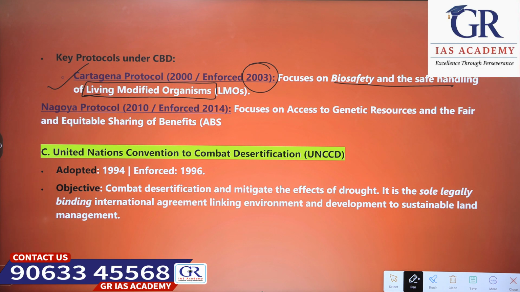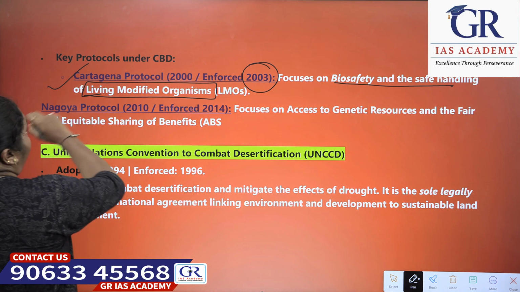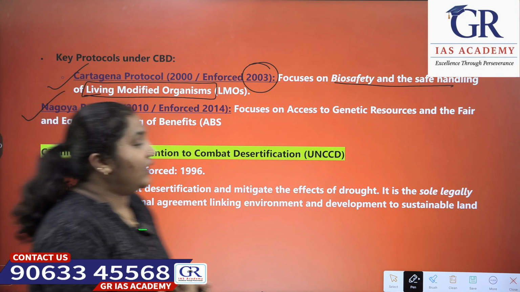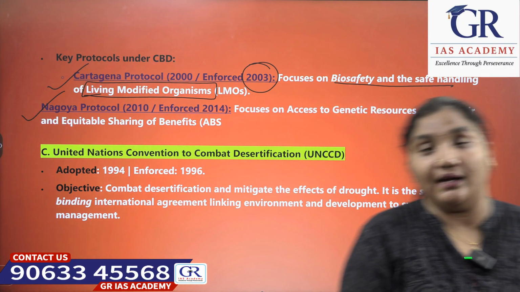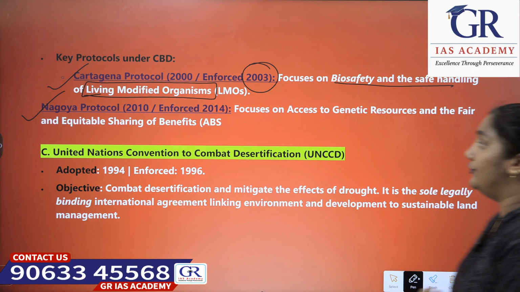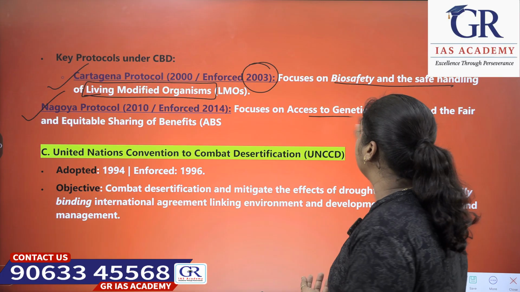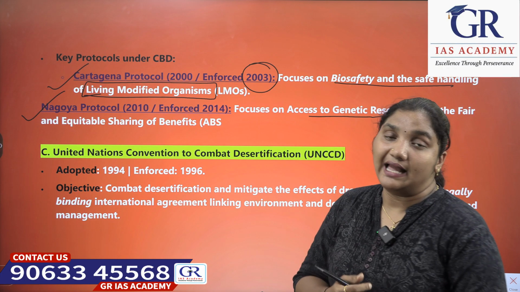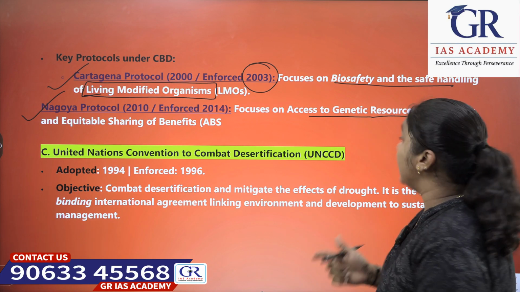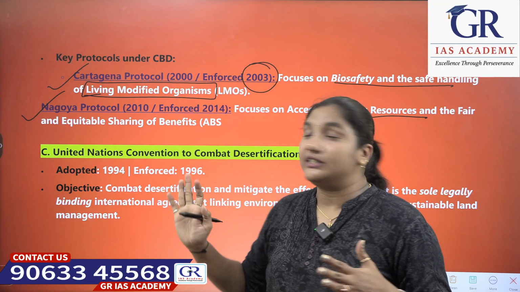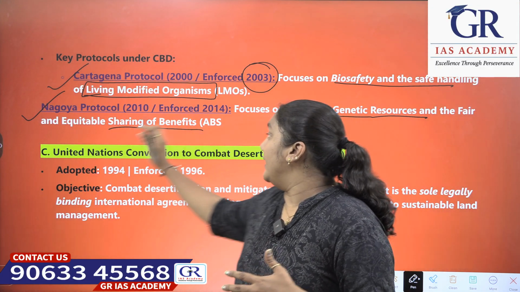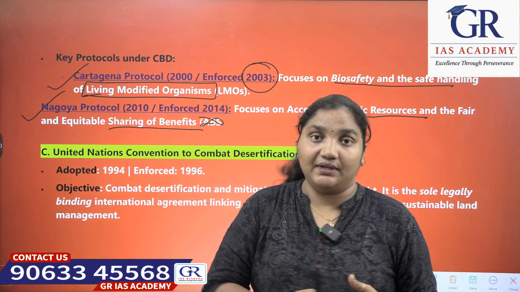The next one is the Nagoya Protocol, which was held in 2010 and came into enforcement in 2014, which focuses on access to genetic resources and the fair and equitable sharing of benefits.